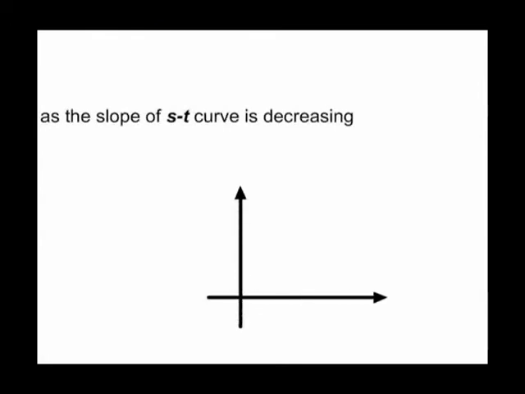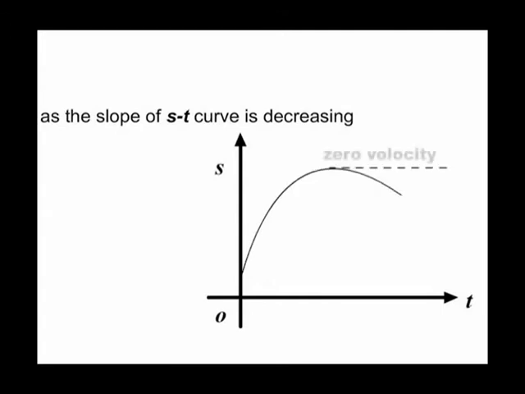Now let's have a look at another displacement time graph. Here we can see that the slope of the s-t curve, that is the displacement time curve, is decreasing. So this is the case of deceleration. Also there is a point on the curve where the slope of the graph is 0. This is that point, and the slope of the graph is equal to the velocity of the particle.